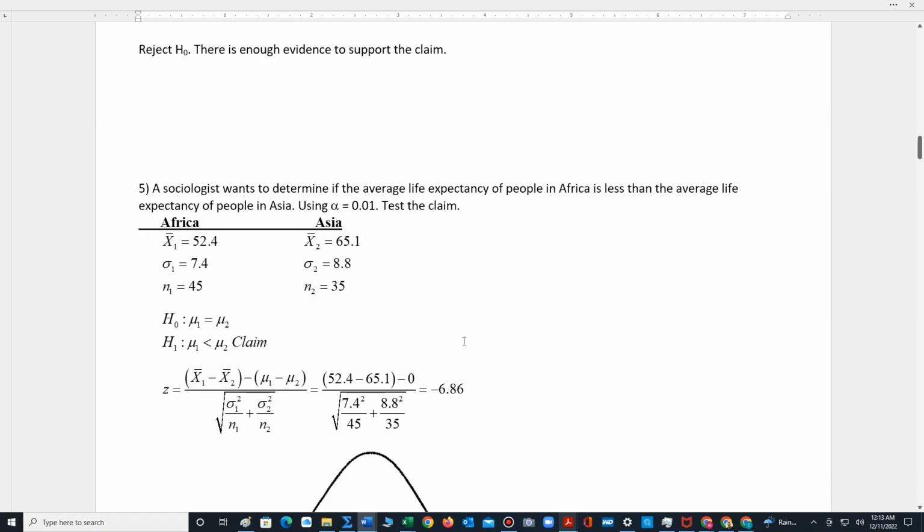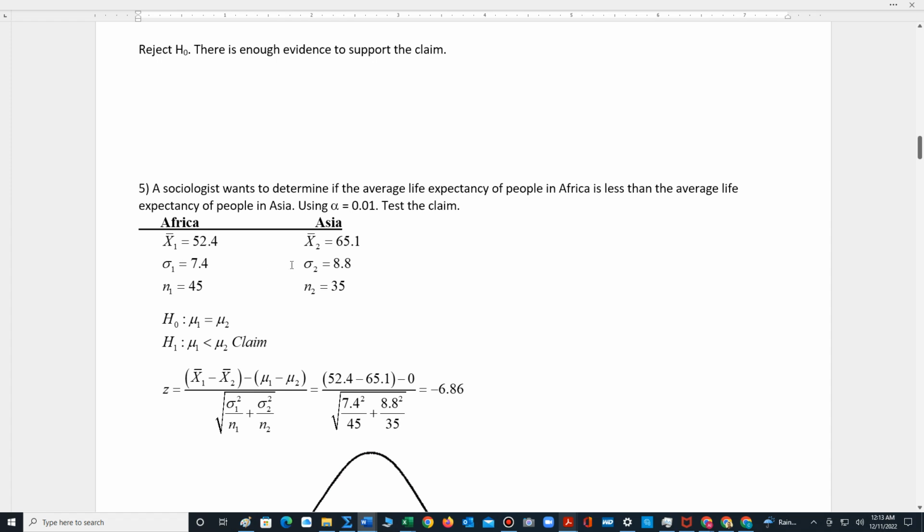Number 5, we compare the difference between two means. It states a sociologist wants to determine if the average life expectancy of people in Africa is less than the average life expectancy of people in Asia. And so we're given the summarized data. We use alpha 0.01 to test a claim.